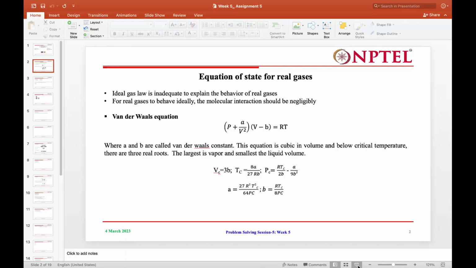Now question 2. A container has O2 at 5 atm and molar volume 2 liter per mole. If a is equal to 9.24 atm liter square per mole square and b is equal to 0.0907 liter per mole, what is the temperature of O2? Use the van der Waals equation. All of you try to solve using the van der Waals equation. So P plus a by V square, into V minus b, is equal to RT, right? So I have to calculate T, with all the values given.